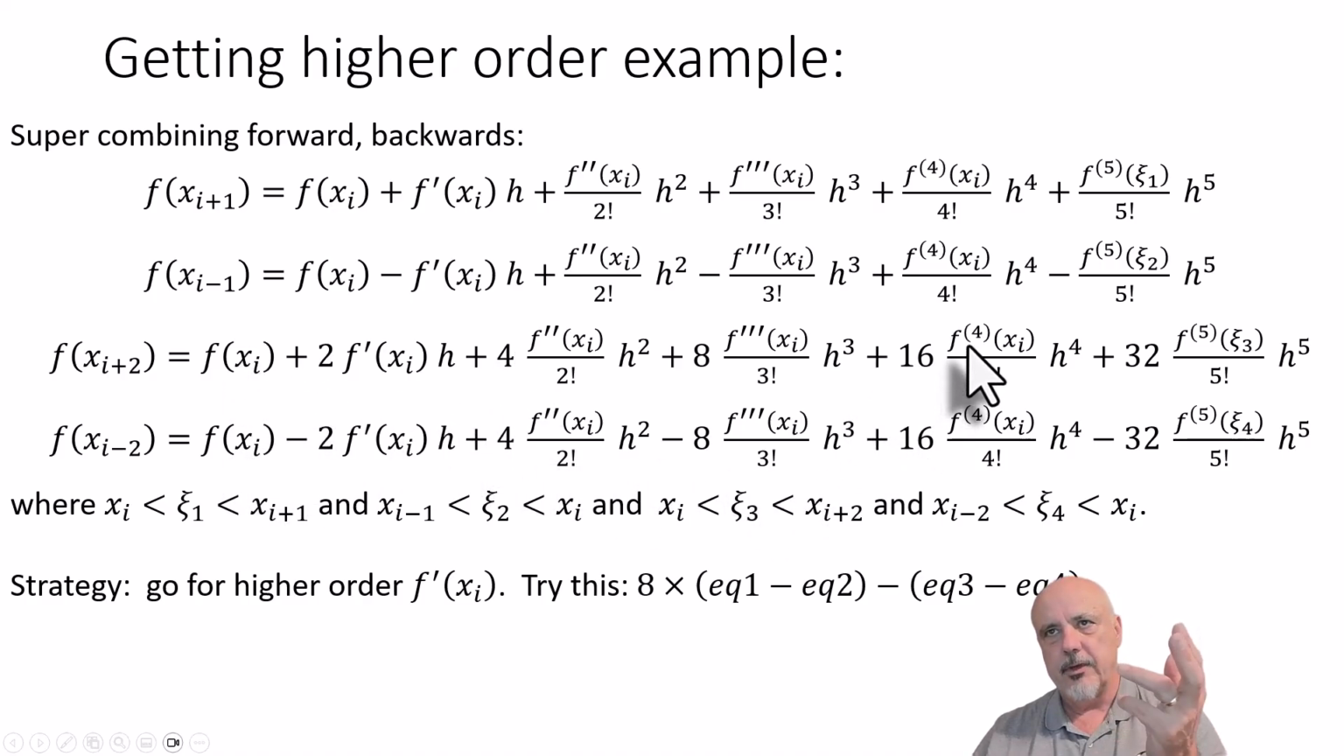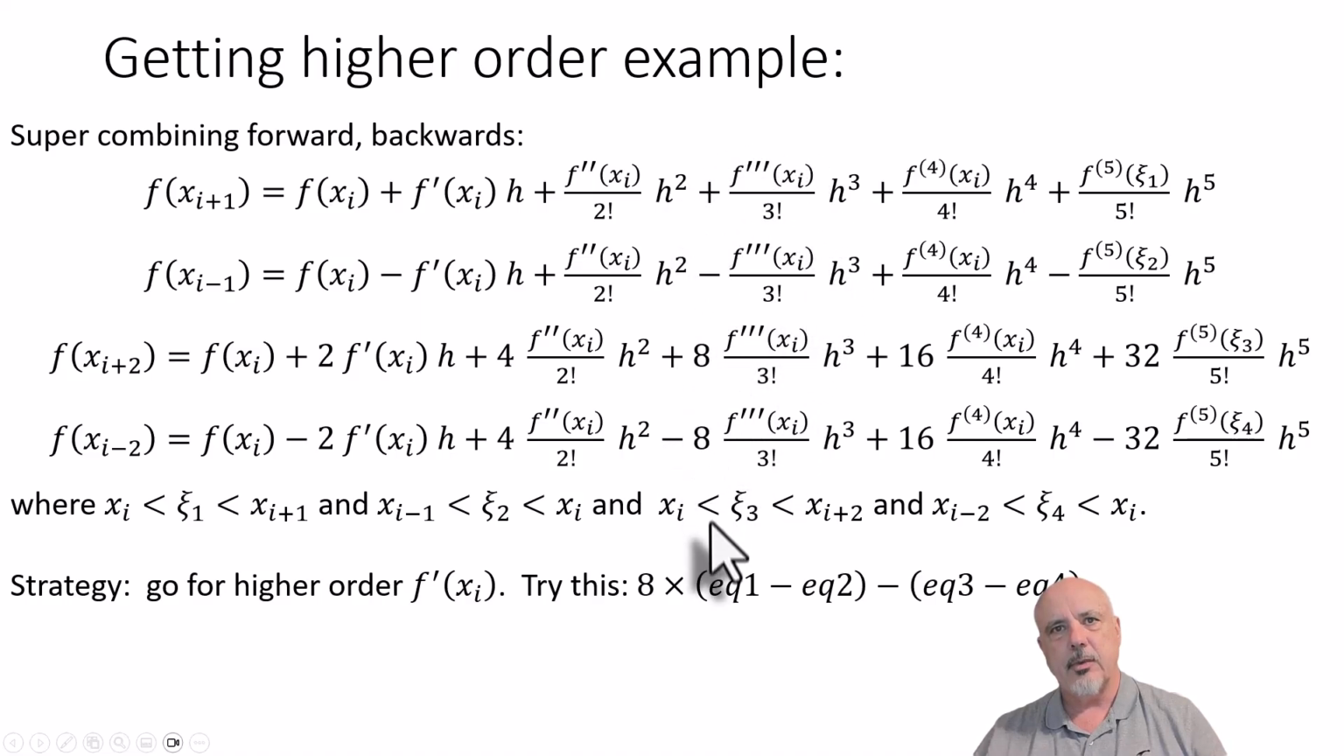The fourth derivative kills as well. All right, so what I'm looking at is combining in such a way that I'm going to keep the first derivative and strategically kill other derivatives. All right, so the only thing kind of hanging around is the third derivative.